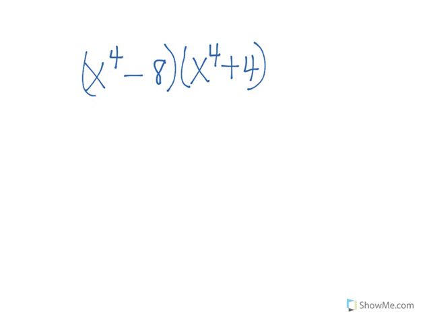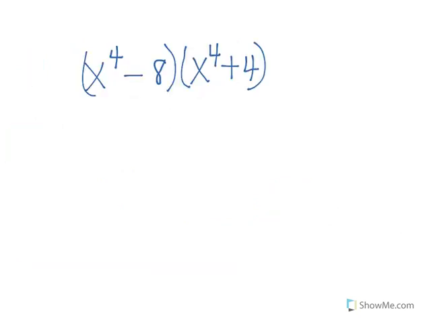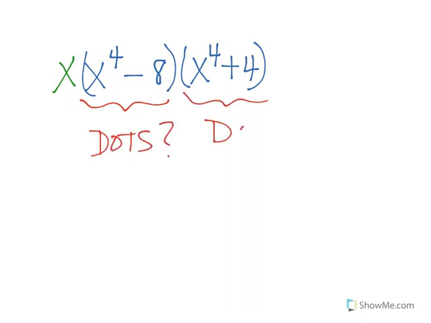Okay. And a common mistake here is that students would forget about the original GCF of x that we took out in the very, very beginning. So we want to make sure that we always drop that down and we don't forget about it. Okay. And now what we want to ask ourselves is, do we have any dots? So I'm going to do dots, question mark, dots, question mark.